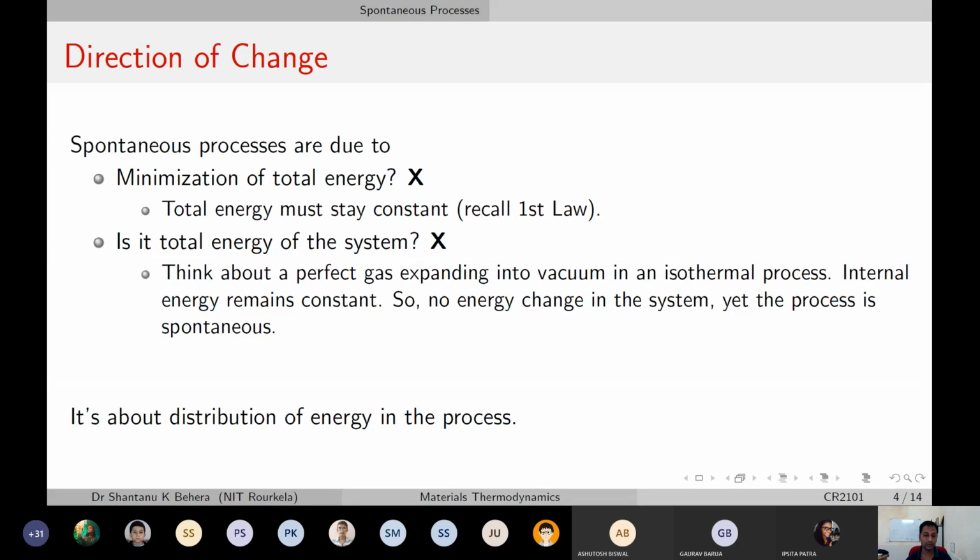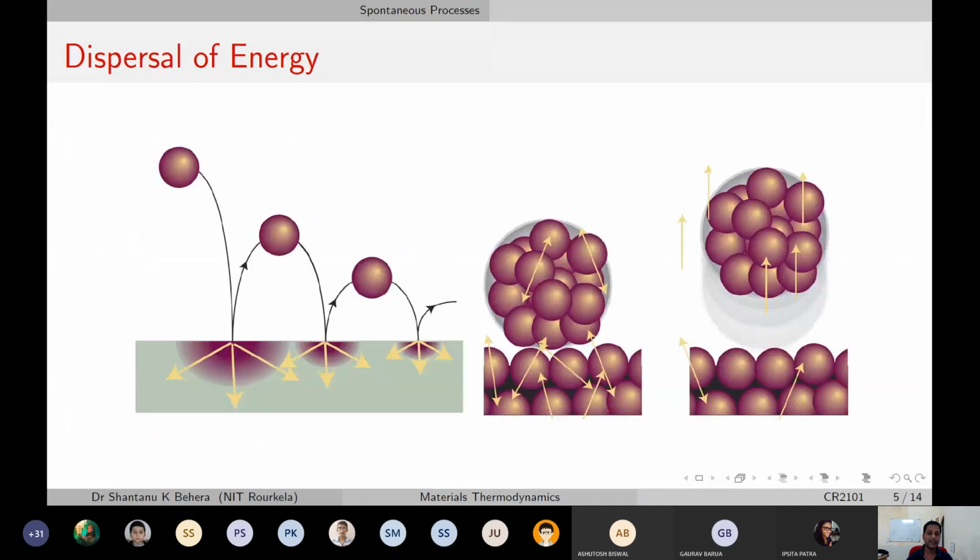So the point that I was coming to is it's about the distribution of energy in the process. Natural processes would always like to spread the energy out. Here on the left, you drop a ball and it bounces back and forth, and then gradually it comes to rest. The ball was at this height, and then you drop it, it makes bounces, comes to the floor, and that's where it is stable.